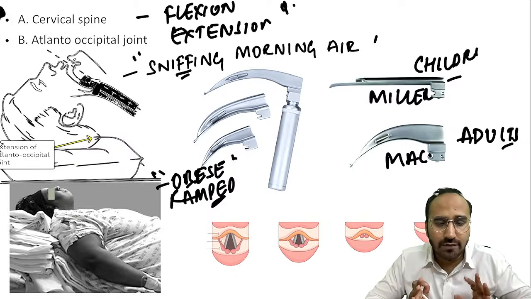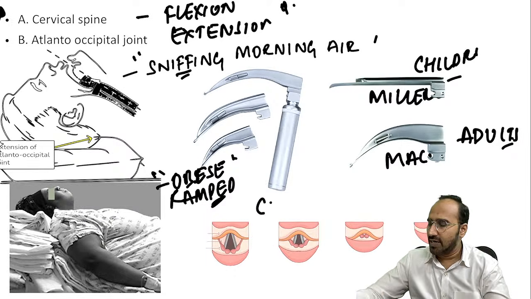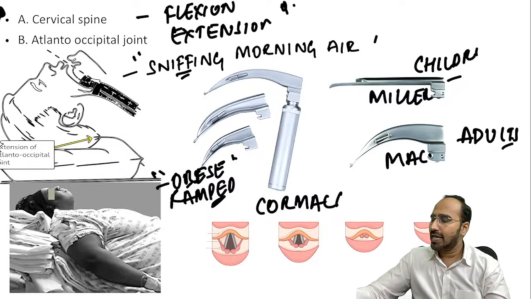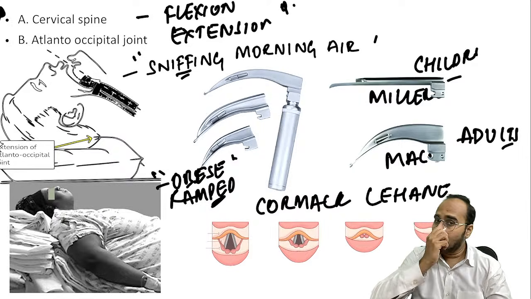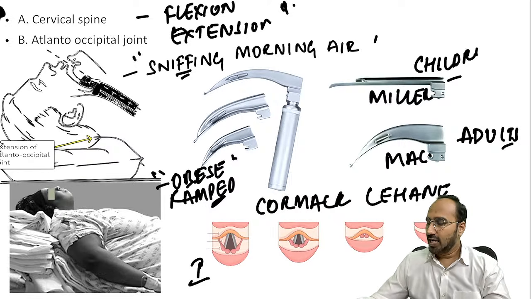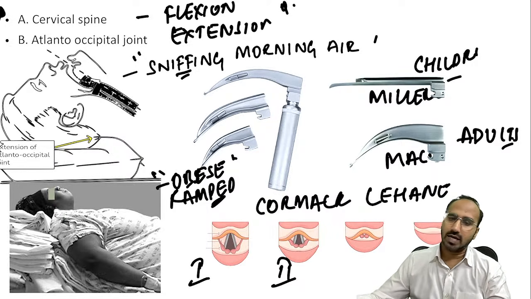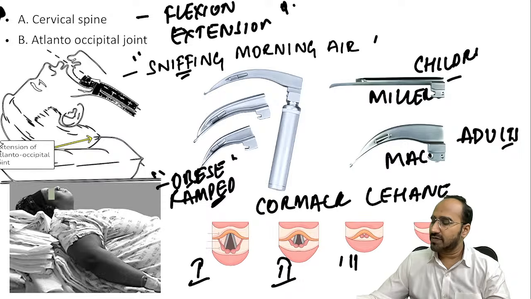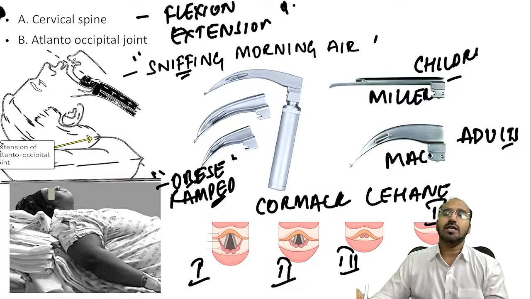Based on the appearance of vocal cords, there is one classification given, called the Cormack-Lehane classification or grading. If the whole of the laryngeal aperture is visible, it is called what, guys? Cormack-Lehane grade 1. If only the posterior portion of the laryngeal aperture is visible, grade 2. If only the epiglottis is visible, grade 3. If the epiglottis is also not visible, then it is called grade 4 Cormack-Lehane.